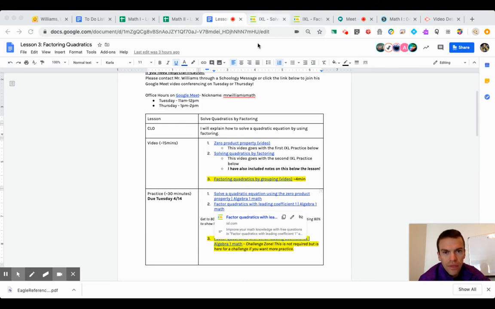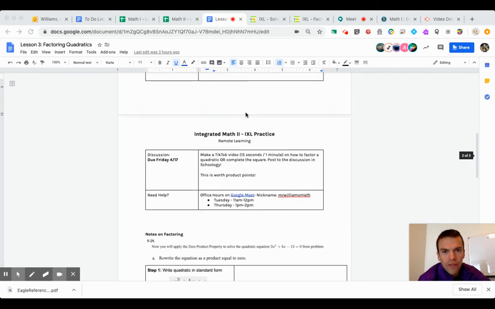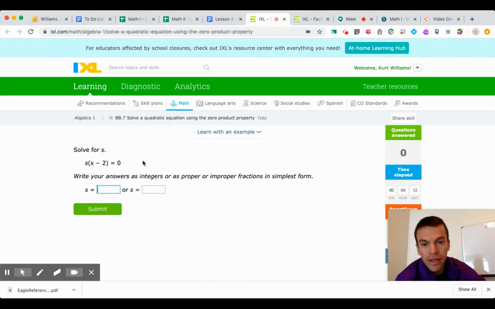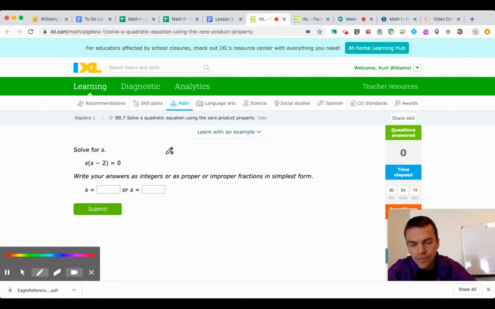For the first one, it's pretty straightforward. Basically, you just have to remember your zero product property rule. We have to solve for s. So we have s times s minus 2. You just set both of those equal to 0. So s equals 0, and then s minus 2 equals 0.